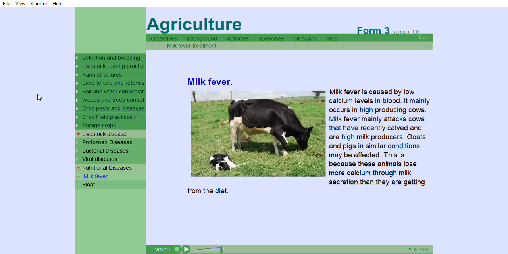Milk fever. Milk fever is caused by low calcium levels in blood. It mainly occurs in high-producing cows. Milk fever mainly attacks cows that have recently calved and are high milk producers. Goats and pigs in similar conditions may be affected. This is because these animals lose more calcium through milk secretion than they are getting from the diet.